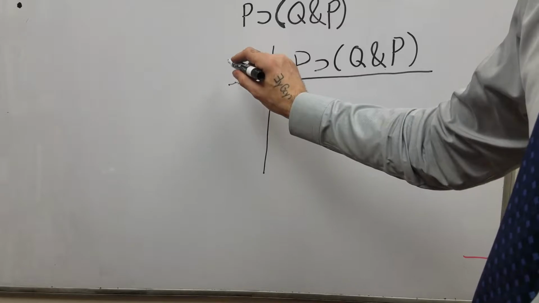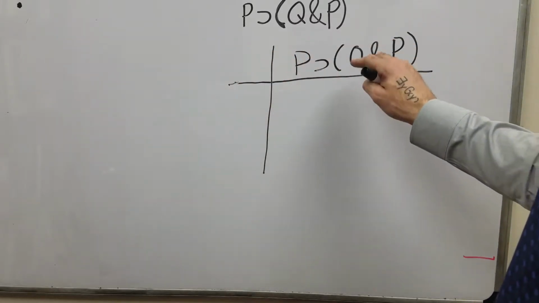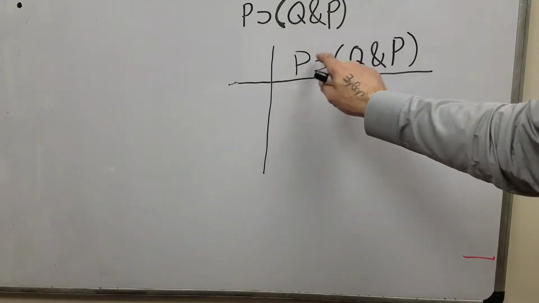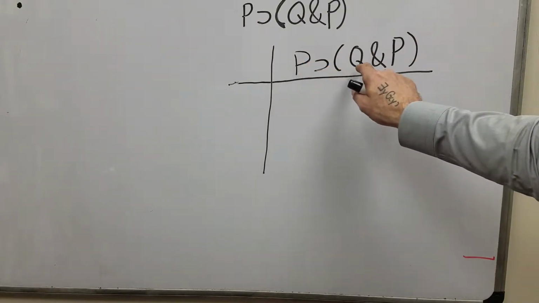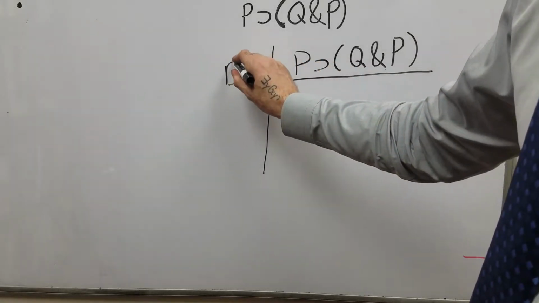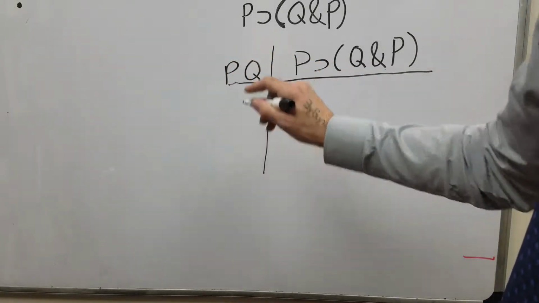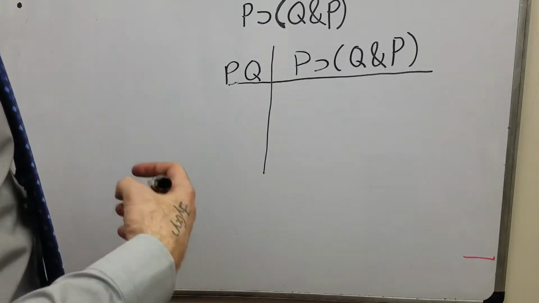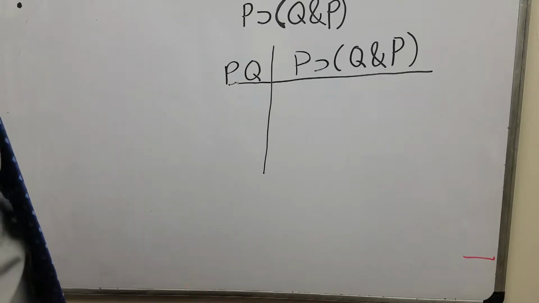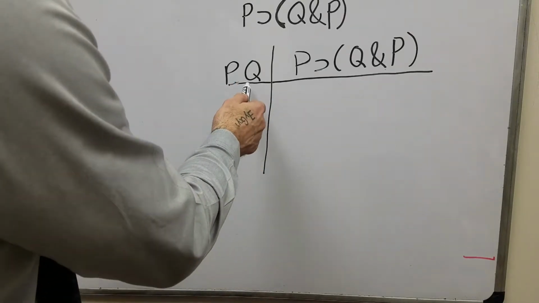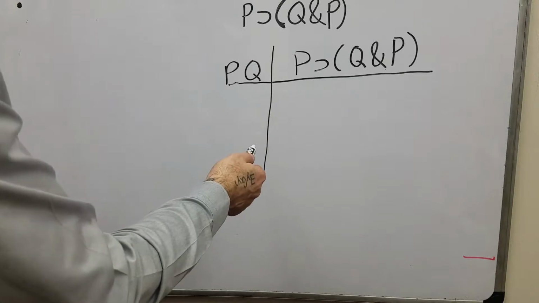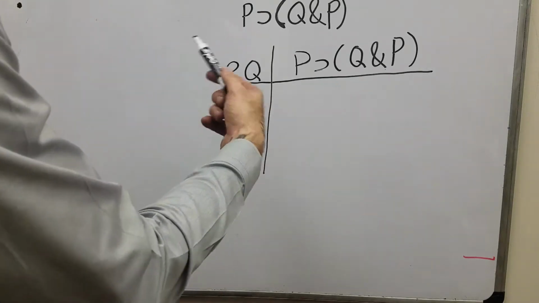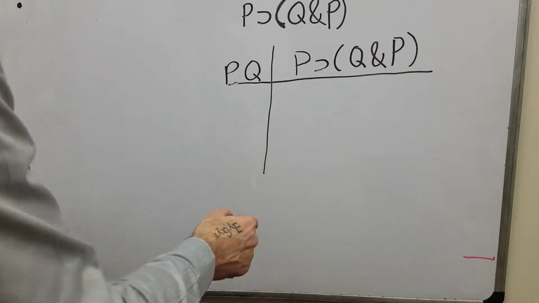Over here on the left, I'm going to put the atomic sentences that are found in the sentence that I'm looking at. So what atomic sentences do we have? We have two, P and Q. Now we know that a truth table has 2 to the n rows, where n is the number of atomic sentences that we're working with. Here n is 2, so we need 2 to the second, or 4 rows in our table.